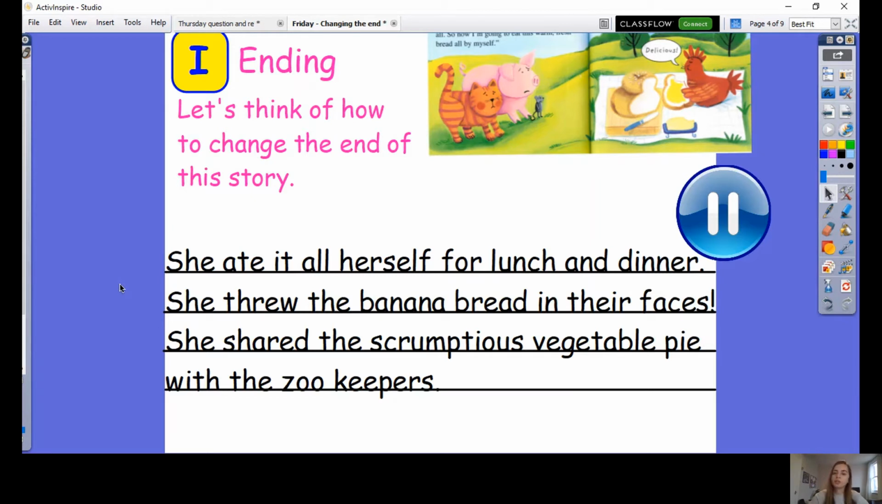Can you tell me one of your ideas? Fantastic way to end the story. Well done.